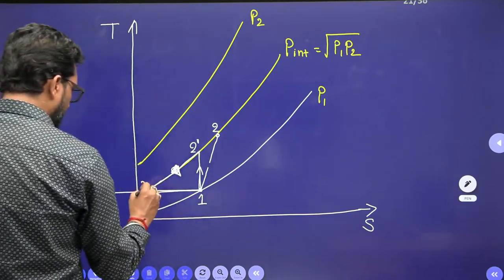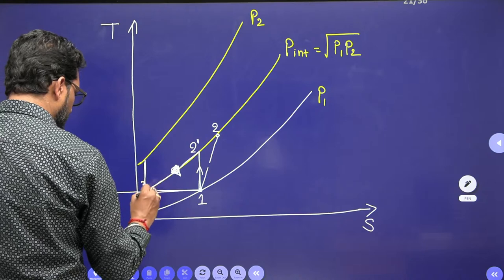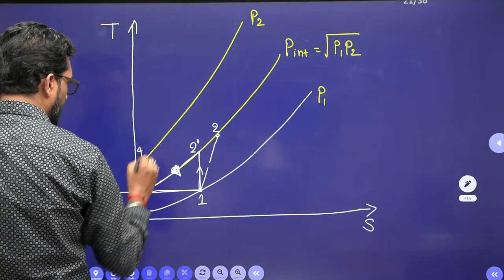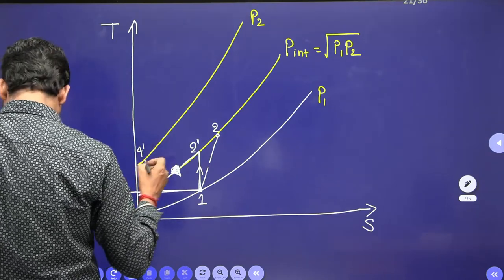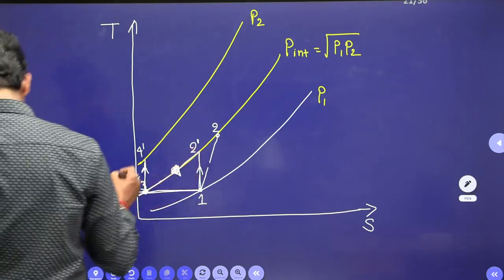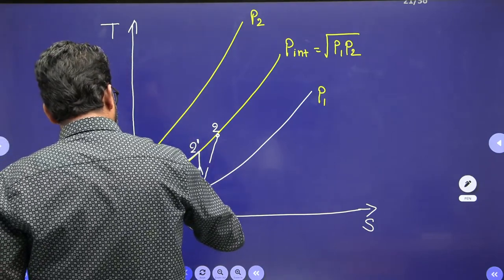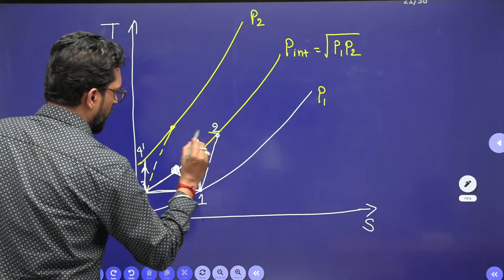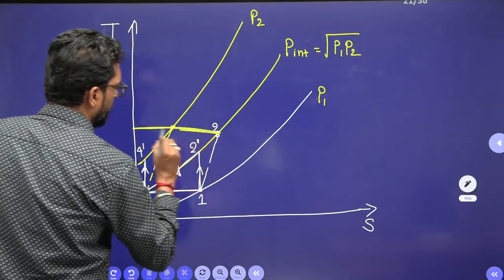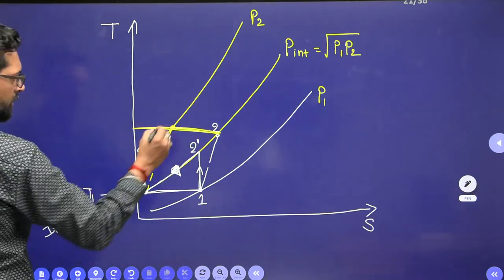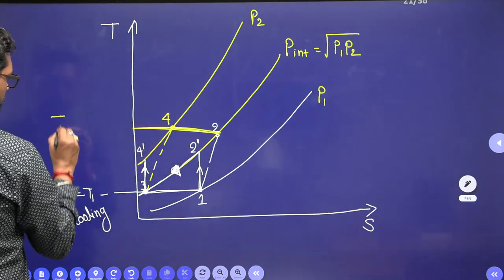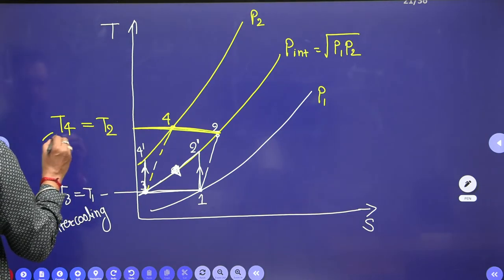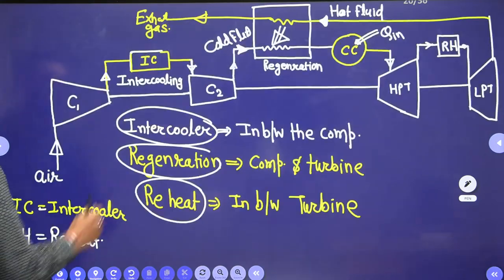Now from 3 to 4, again there is a compression. This is isentropic, and there is an actual compression. These two temperatures are also the same, and this is point 4, that means T4 is equal to T2. Why? Perfect intercooler. See, T4 is equal to T2.